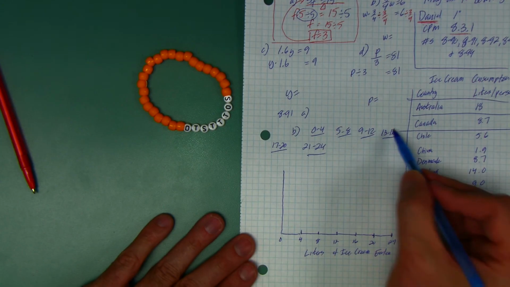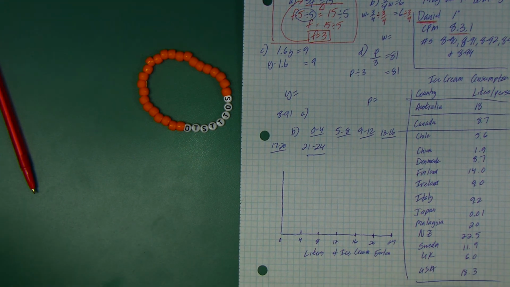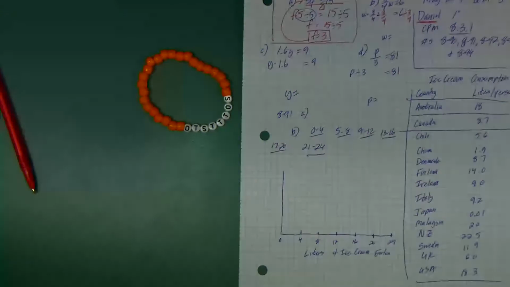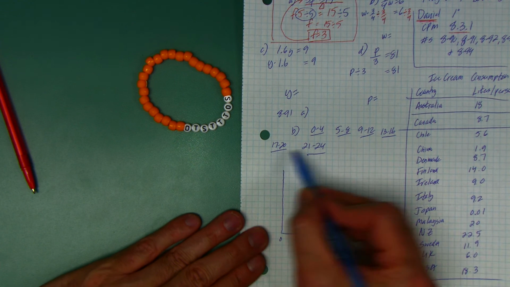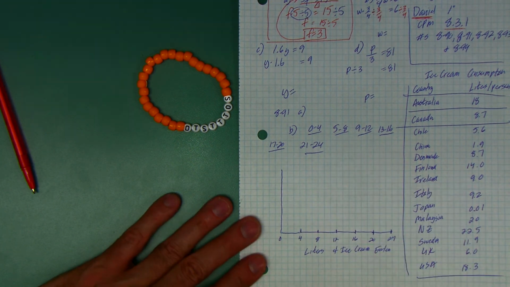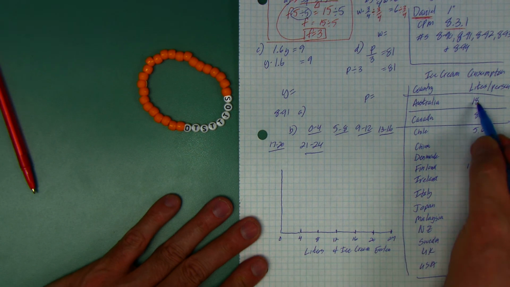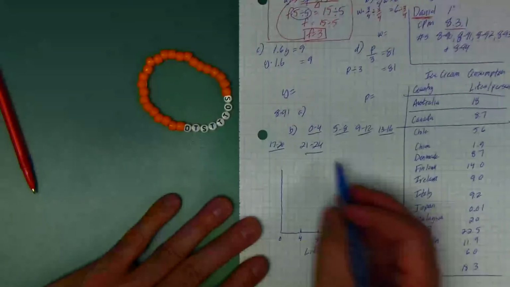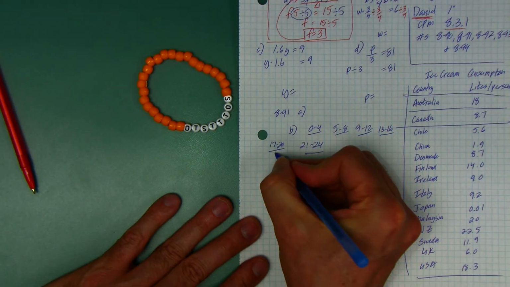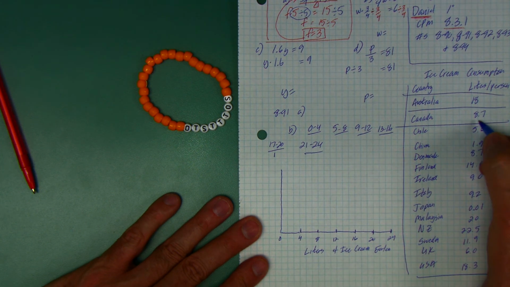Okay, and we're making a histogram. Now, do I need to have all the perfect numbers in these? All I'm doing is I'm going to put tally marks. Okay, so Australia, 18. What bin does that go in? That's in this one over here. Put a little tally mark. Canada, 8.7. That's more than 8. So I'm going to put it over here.